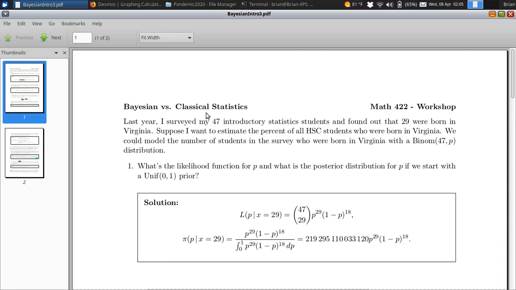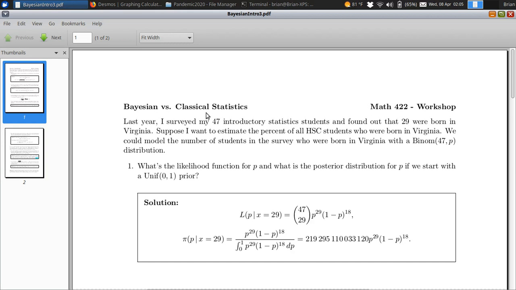Okay, welcome guys. Today we're going to take a look at the differences between Bayesian versus classical statistics. To do an example of this, I actually used this example in my intro statistics class this week, and I thought it would make a good example of how you can use Bayesian statistics for you guys in my upper level class. So let's take a look.